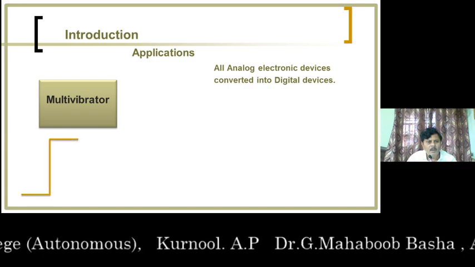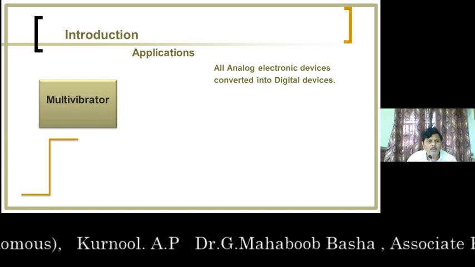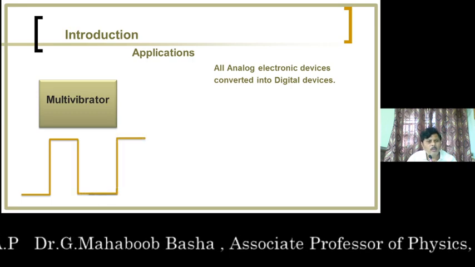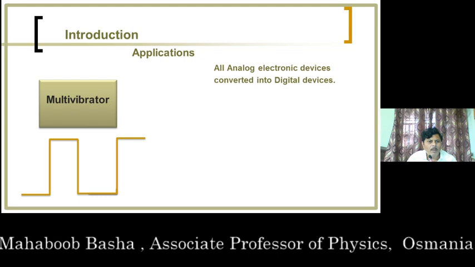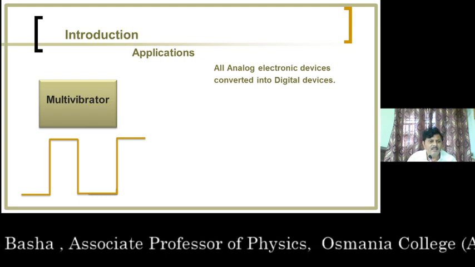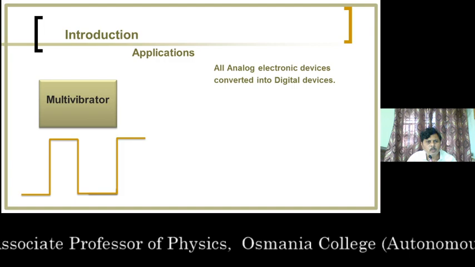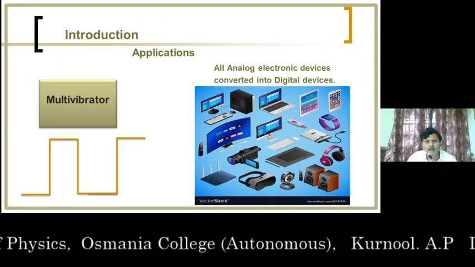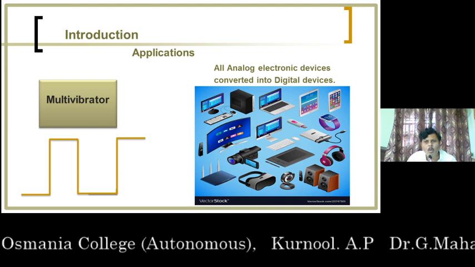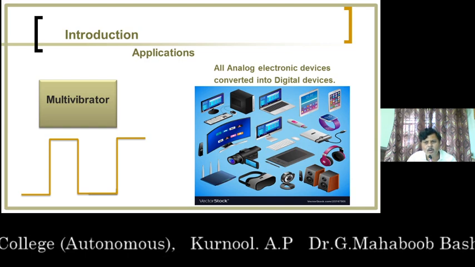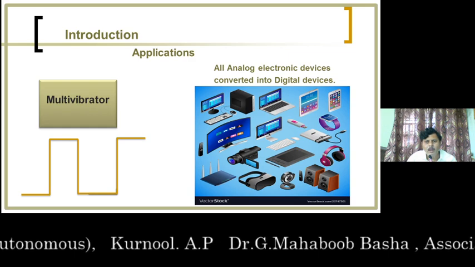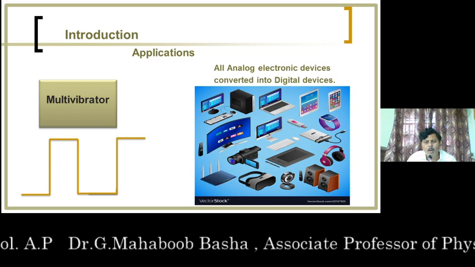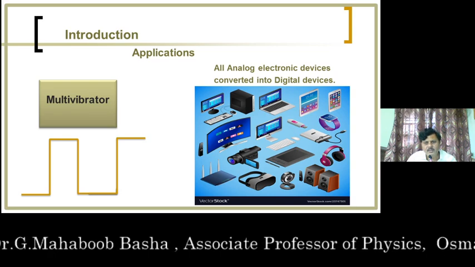Next, multivibrator. We can design the op-amp as different types of multivibrators: astable, monostable, bistable. It is also called a digital signal. A multivibrator can be defined as an electronic circuit that generates square waves on its own with positive feedback. All analog electronic devices are now converted into digital devices. Now we are living in the digital era. All TV, radio, computers are converted into digital devices.